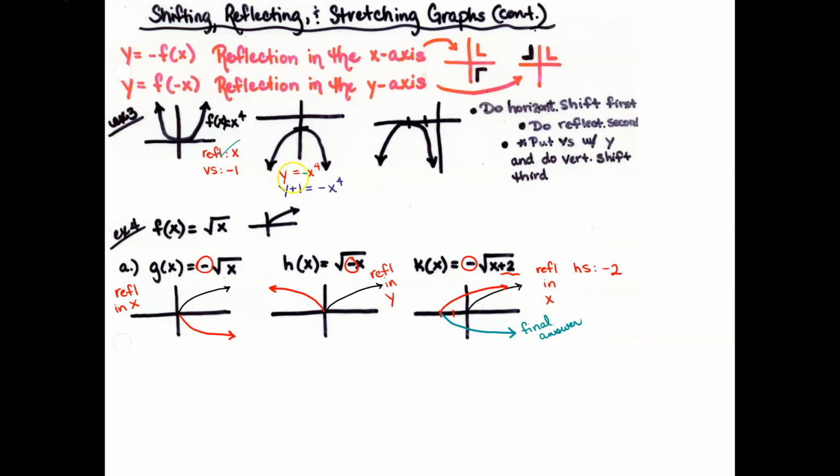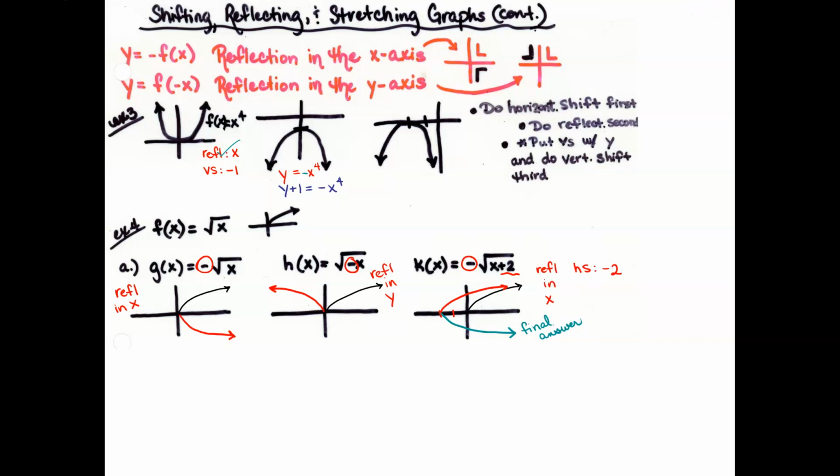So y minus a -1 is y plus 1. So again, any value subtracted from y is a vertical shift. So we would have y minus the vertical shift of -1. y minus a -1 is y plus 1. And then the negative out in front of the function tells us that it was reflected in the x-axis.